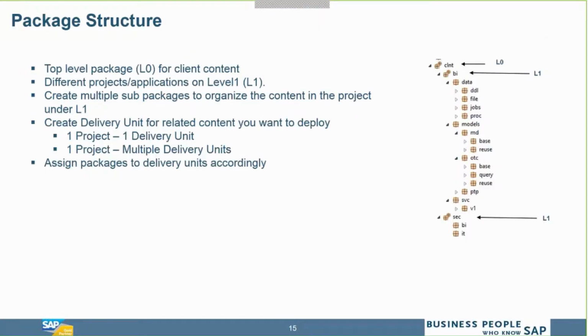And the third thing is coming up with a package structure. The package structure is nothing but how you organize your development objects. If any of you are coming from a BW background, we used to create info areas. This is much similar to that. We took the HANA Live approach and modified it a little so that it will be more reusable. In the picture, you see level 0, where we start with the client package.